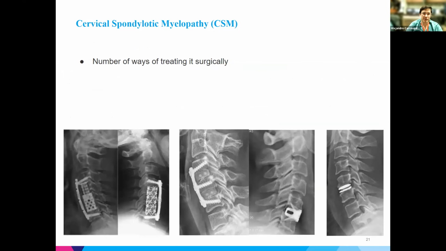And as we know, there's a number of ways of treating myelopathy depending on the pathology that's causing it. Emily, what do you see here on the left-hand side of the screen?